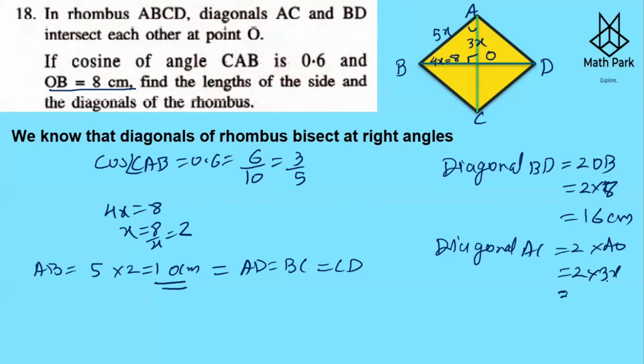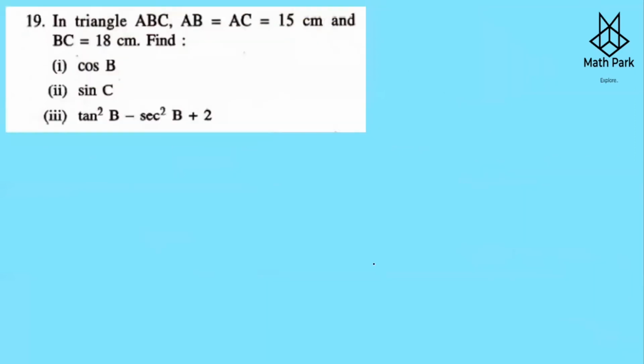So it is equal to 2 times 3 and x is 2 here. 2 3s are 6, 2 6s are 12. You get 12 centimeter as the length of the diagonal. So diagonals are 16 and 12, and all the sides of the rhombus are of length 10 centimeter.